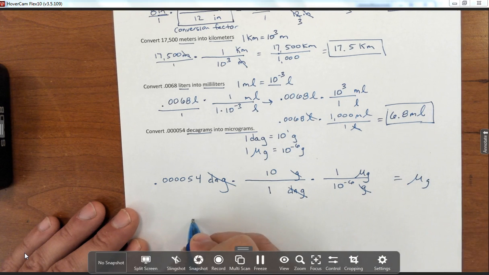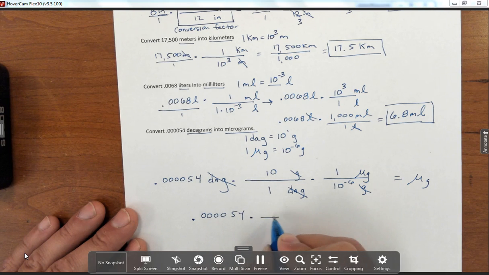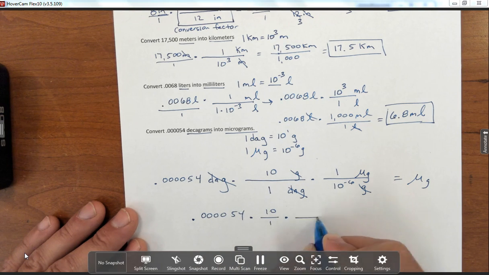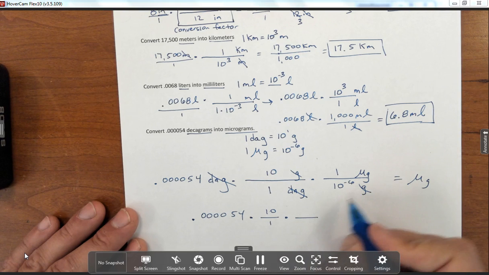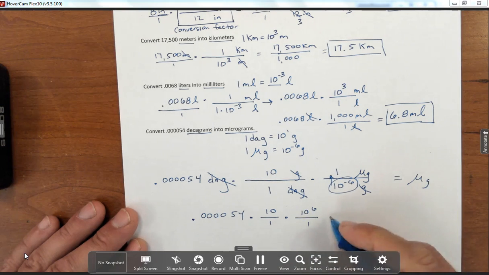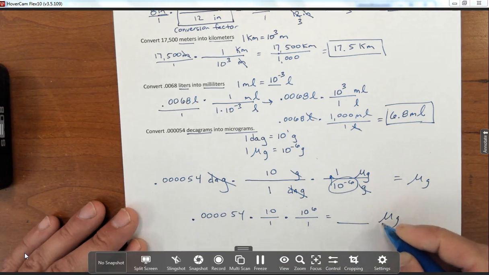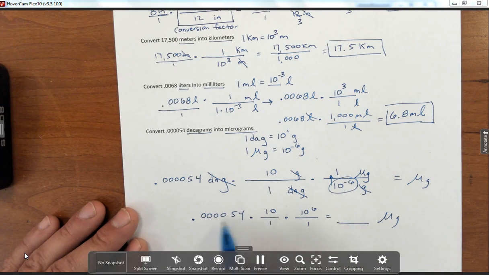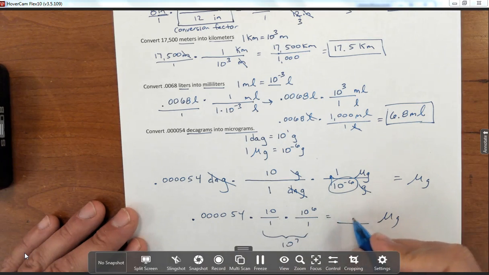So let's write this out. We have 0.00054 times 10 over 1, and then times, oh, look at that negative exponent. That means it's really 10 to the 6th on top, leaving a 1 behind. So we're going to multiply that together and get micrograms. You can just do that in 2 steps if you want. That number times 10, and then that answer times 10 to the 6th, or some of you might realize that that's really 10 to the 7th. And you are going to get 540 micrograms.